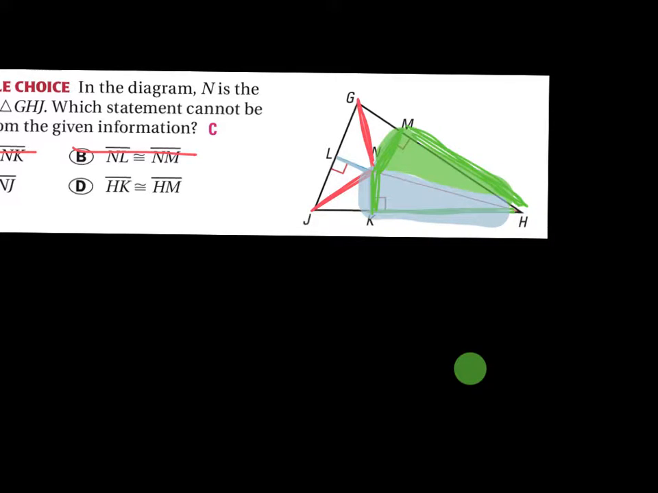Are they congruent? Yeah. How about the side that they shared? How about they both have a right angle? So what's true about those triangles? They're congruent. Why? Hypotenuse leg. And because they're congruent, CPCT would tell you that HM is congruent to HK, which rules this one out.